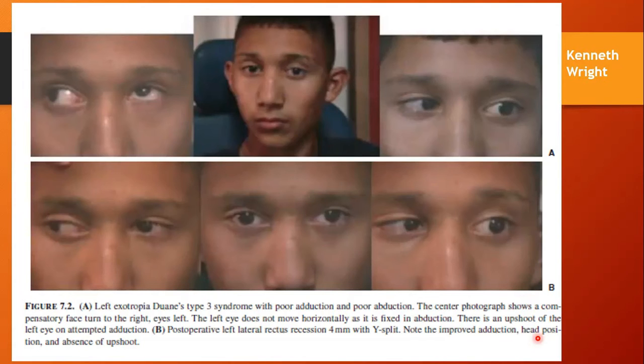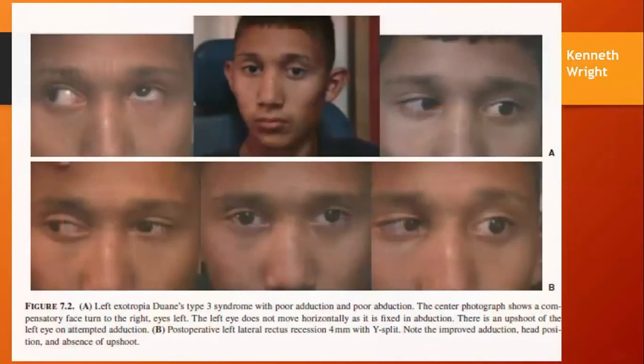Once again, the examiner is very helpful. If you said something wrong or missed something, they will give you a hint. Once the examiner gives you a hint, you have to recheck your answer. So this is an exotropic Duane. If you want to say the type, you can say type 3 with upshoot.